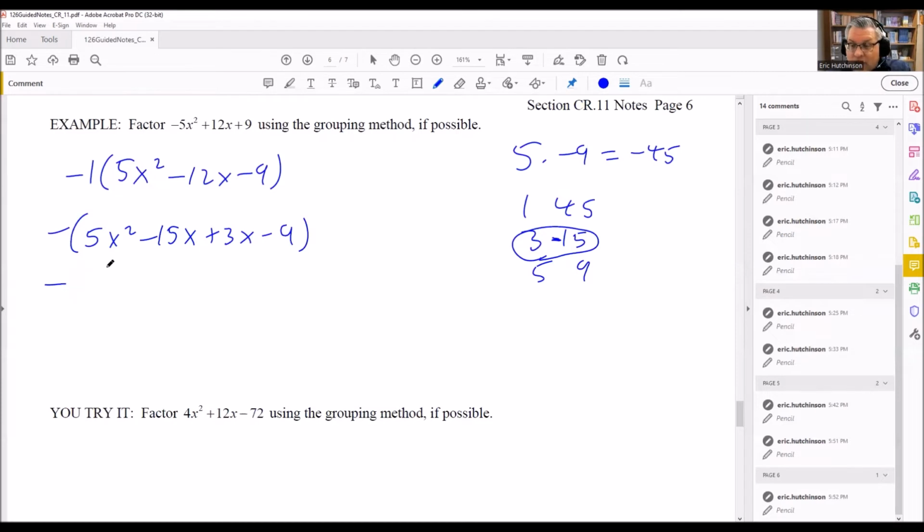So when I do that here, let me go ahead and put a bracket around this whole thing with the negative out front, just so we don't get confused by the grouping symbols we have. The first two, the common factor is a 5x. 5x squared divided by 5x is just x. Negative 15x divided by 5x is negative 3. For these two, I'm going to factor out a positive 3. 3x divided by 3 is x. Negative 9 divided by 3 is negative 3.